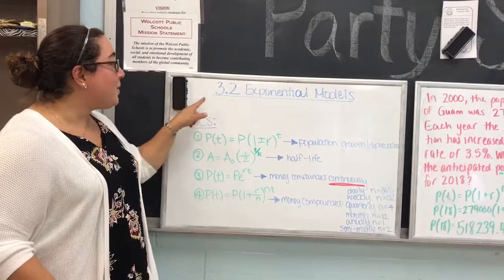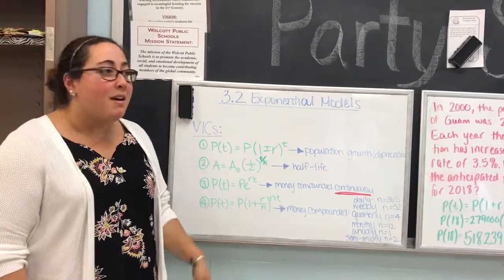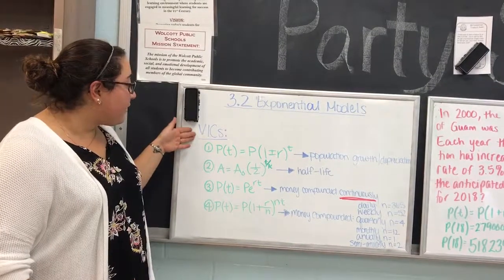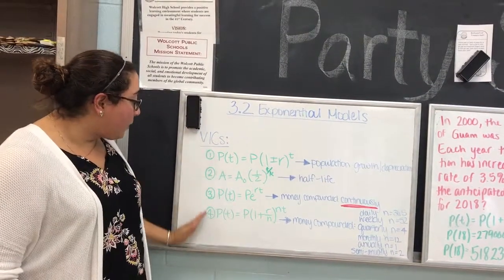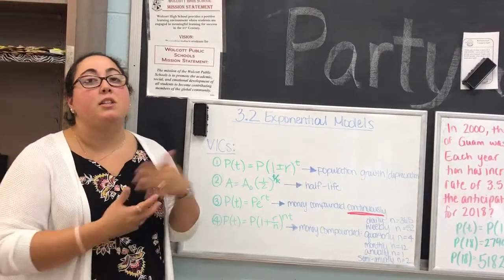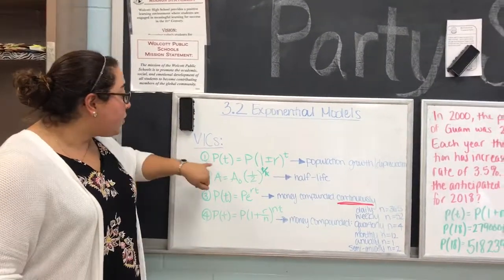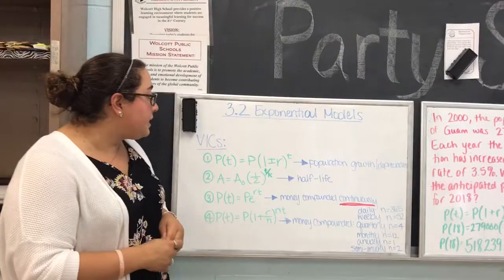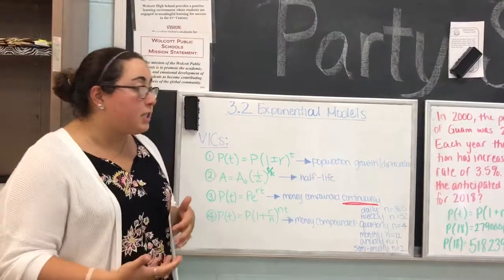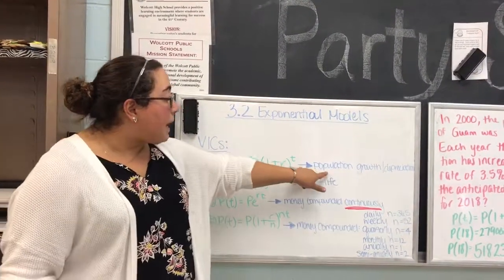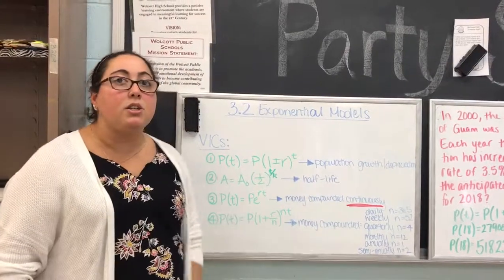Hi guys, so this is video 3.2 for exponential models, and it's going to be starting with a very important concept: we have four main equations that we use when dealing with exponential models, whether it's exponential growth or exponential decay. So the first one is P of t is equal to P times (1 plus or minus r) raised to a t power. So this is for population growth and depreciation.